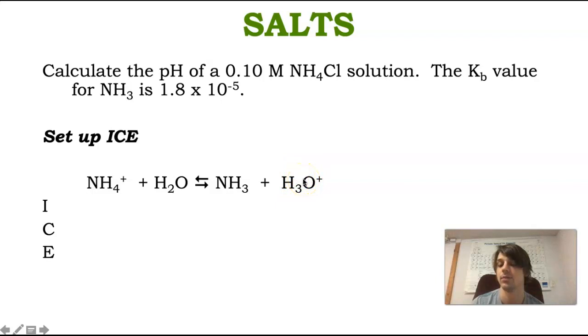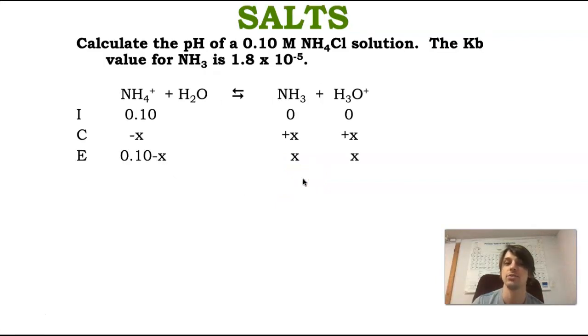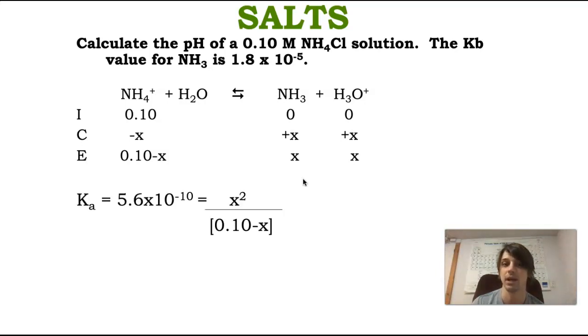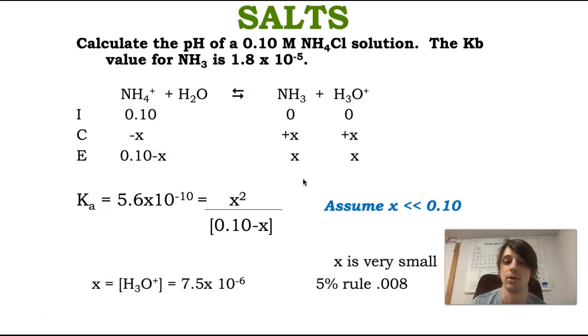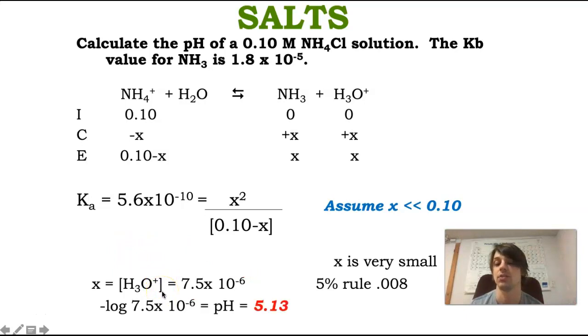Okay. So now I plug in my values, 0.1, I have my ice table. I have my new Ka that I calculated from my Kb. And I am assuming X is much smaller than 0.1, and I'm solving for X. X is the hydronium ion concentration. It's super small, so again, if I did the 5% rule, it doesn't matter. Now in this case, if I take the negative log of X, that is my pH. I don't have that extra step because I'm working with a weak acid.